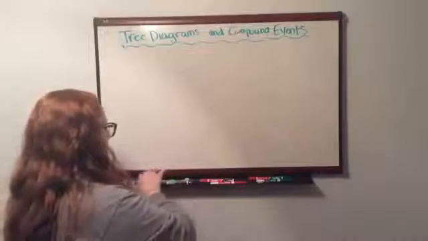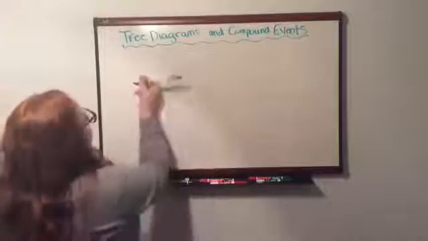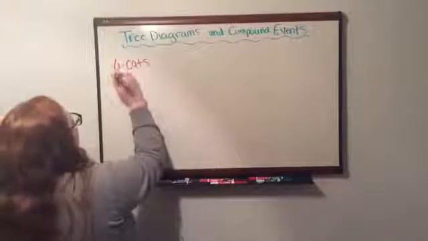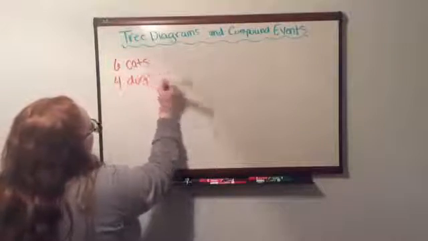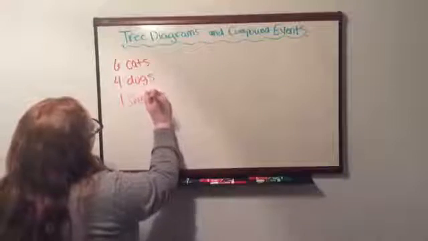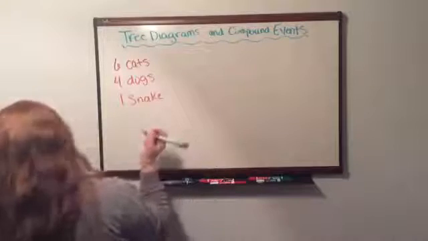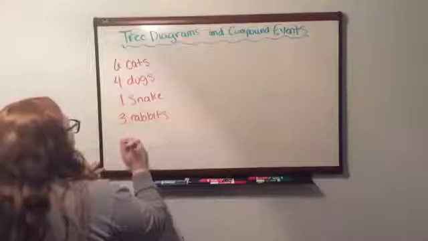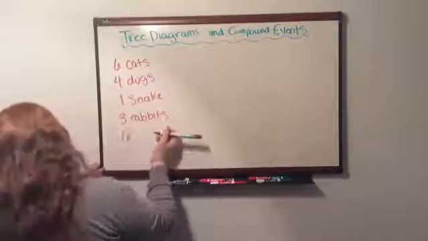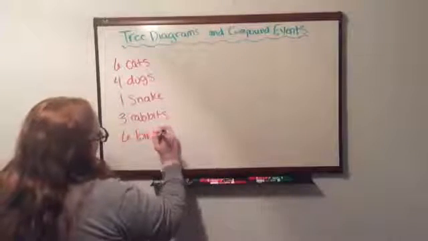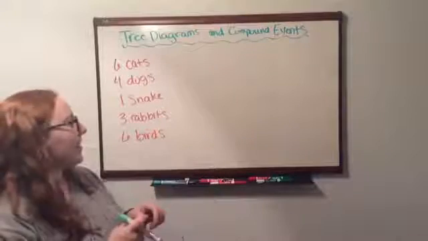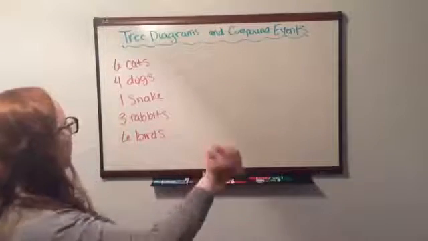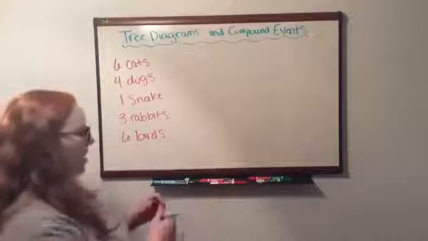So we are going into a pet shop. This pet shop has 6 cats. It has 4 dogs. It has 1 snake. It has 3 rabbits. And it has 6 birds. So they have 6 cats, 4 dogs, 1 snake, 3 rabbits, and 6 birds. It's kind of a busy pet shop. They got lots of different things going on there. So, let's talk about how many different pets are even available to be adopted.